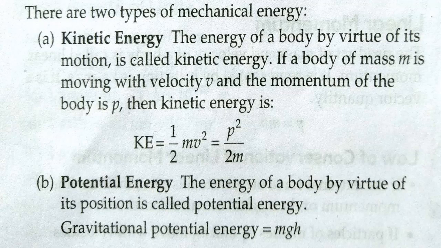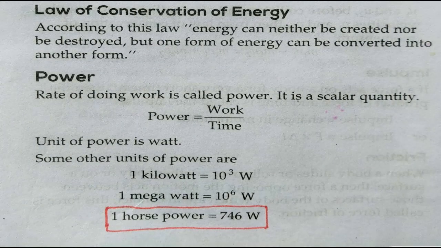Second one, potential energy. The energy of a body by virtue of its position is called potential energy. The gravitational potential energy is equal to mgh.